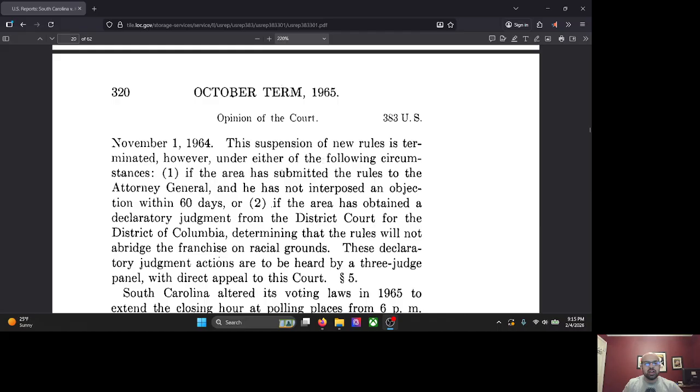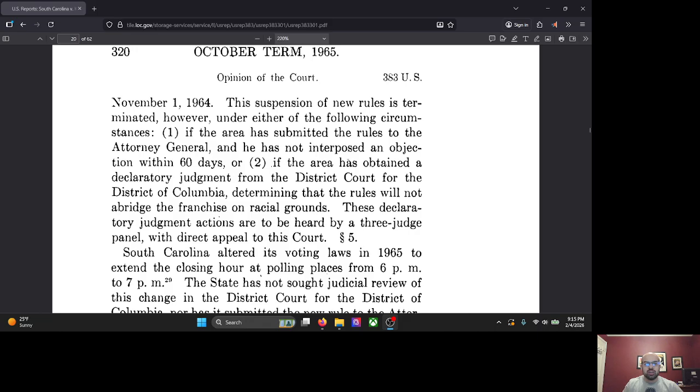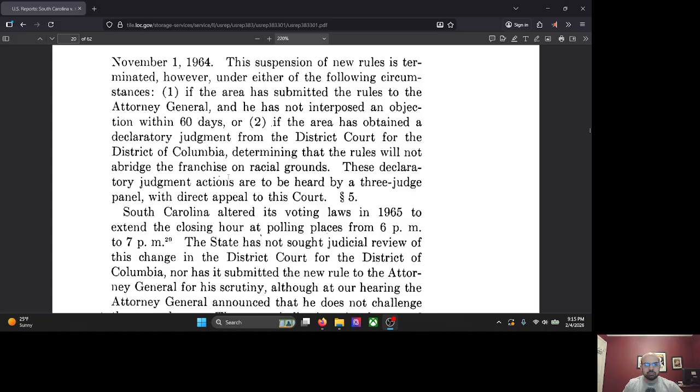1. If the area has submitted the rules to the Attorney General and he has not interposed an objection within 60 days. Or 2. If the area has obtained a declaratory judgment from the District Court for the District of Columbia, determining that the rules will not abridge the franchise on racial grounds. These declaratory judgment actions are to be heard by a 3-judge panel with direct appeal to this court.